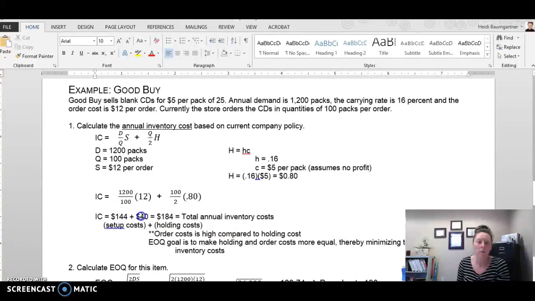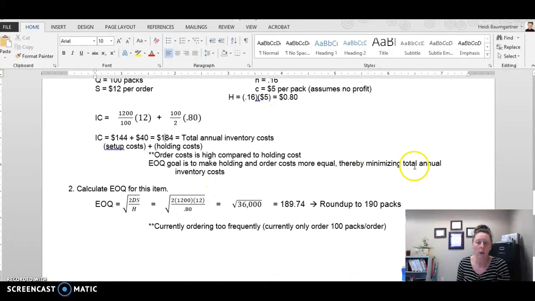If you compare these two, you'll see that the order or the setup cost is high compared to the holding cost. And our goal in the EOQ is to make these two more equal, which minimizes the total annual inventory costs. So once we have inventory costs, we can calculate the optimal order quantity, given by the equation the square root of 2 times D times S over H.